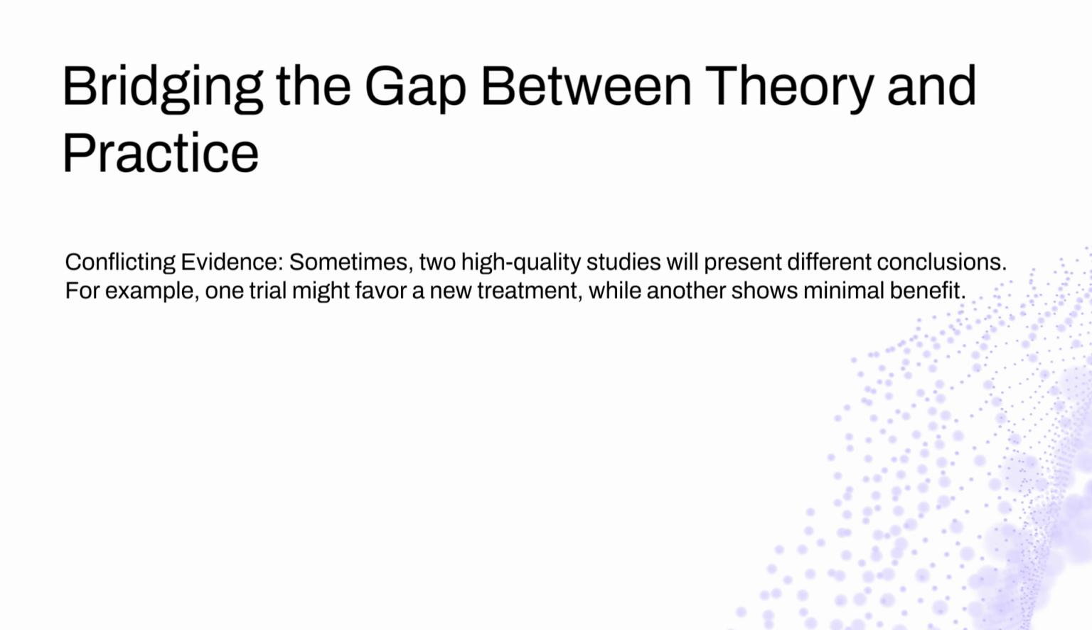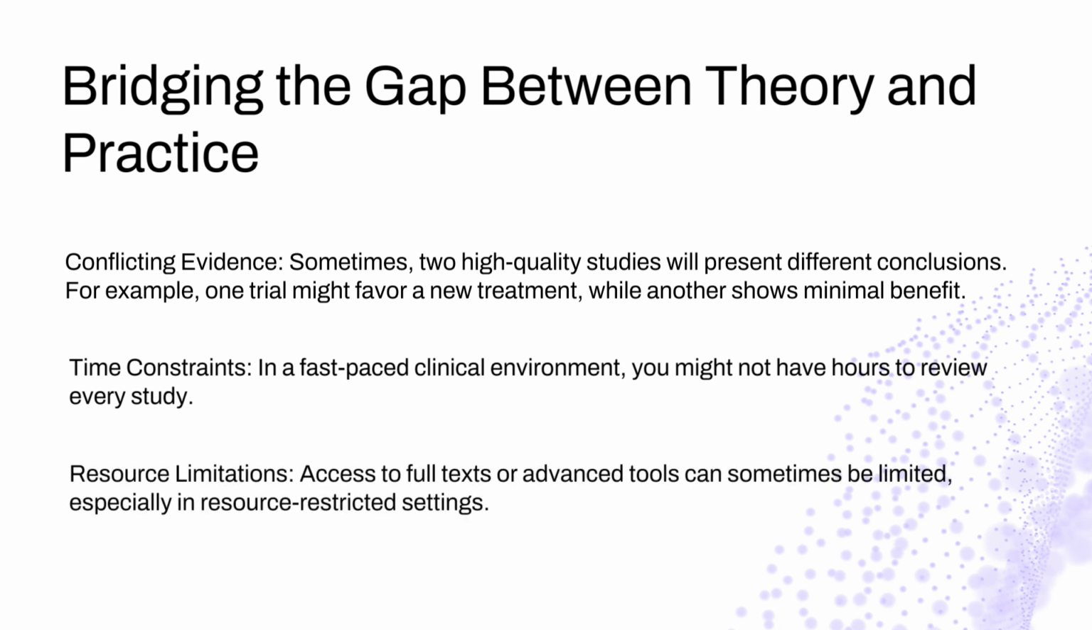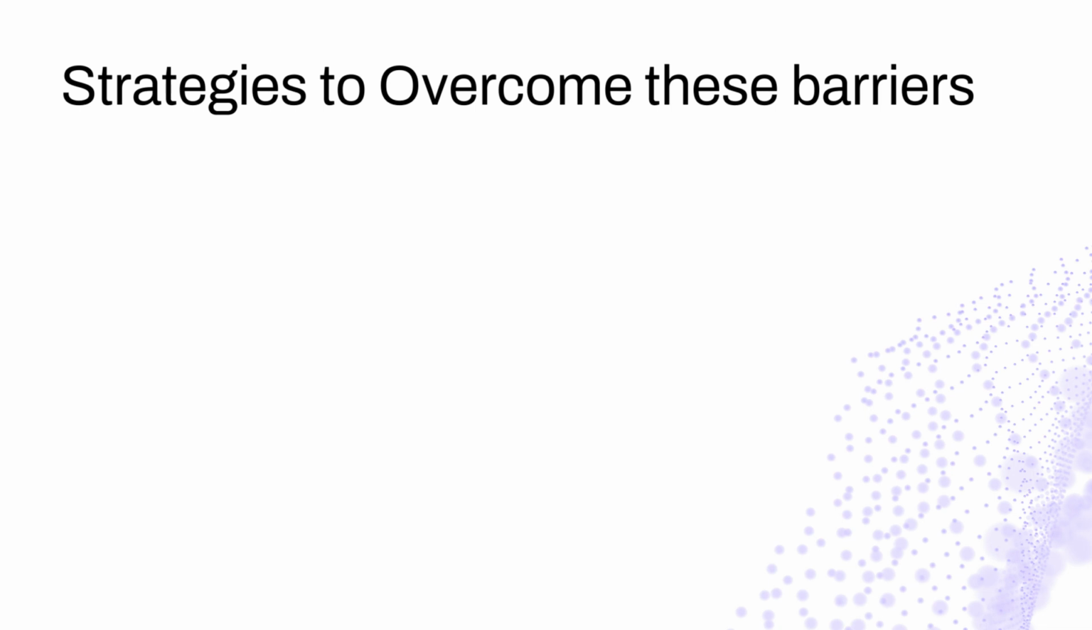Conflicting evidence. Sometimes two high-quality studies will present different conclusions. For example, one trial might favor a new treatment, while another shows minimal benefit. Time constraints. In a fast-paced clinical environment, you might not have hours to review every study. Resource limitations. Access to full texts or advanced tools can sometimes be limited, especially in resource-restricted settings. So how do you overcome these barriers? Here are a few strategies.